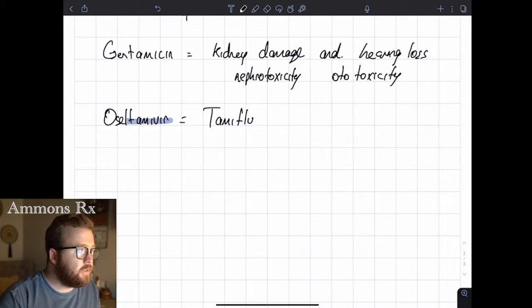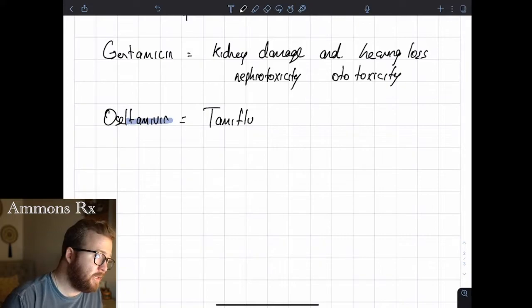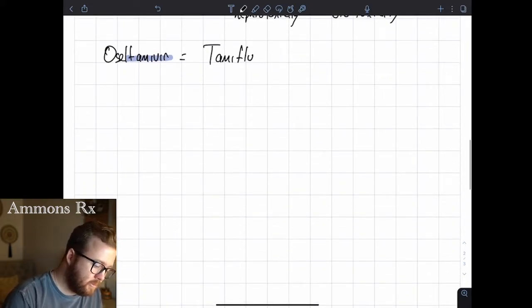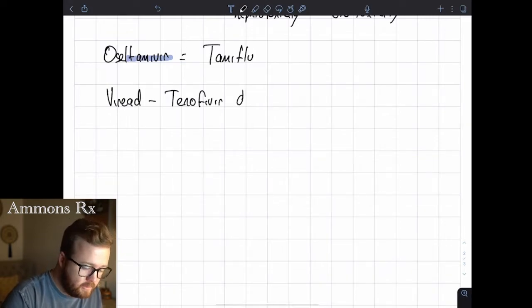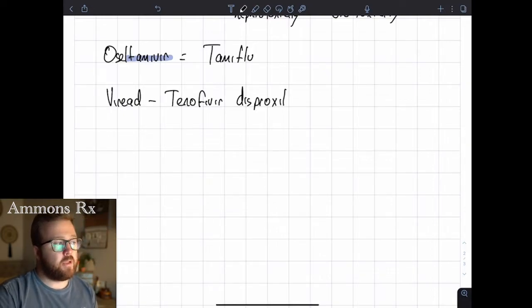This one, antiviral Viread, is a nucleotide reverse transcriptase inhibitor. So it's a very fancy word about how it works against the virus. But it is going to be tenofovir and disoproxil. So I'm going to write it down. Viread, tenofovir, disoproxil. Okay, another brand generic one.